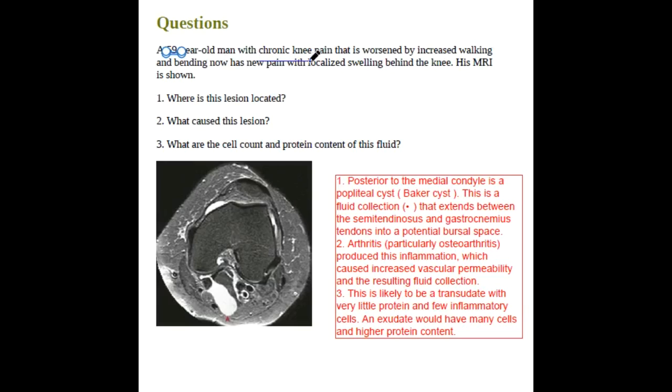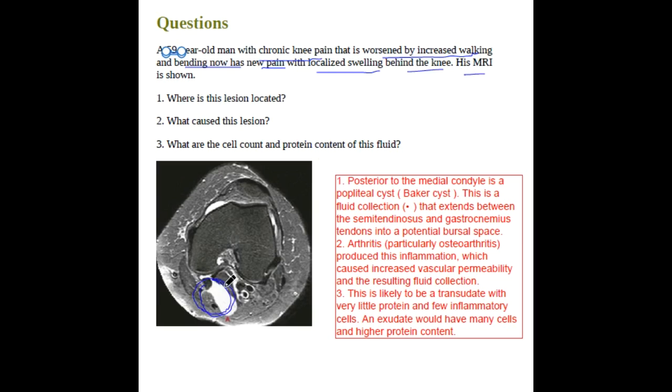A 59-year-old man with chronic knee pain worsened by increasing walking and bending now has new pain with localized swelling behind the knee. His MRI is shown in the figure. Where is this lesion located? So the lesion is mainly located here.